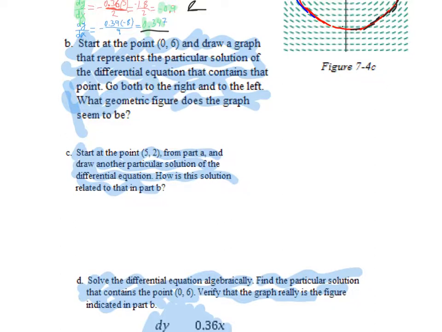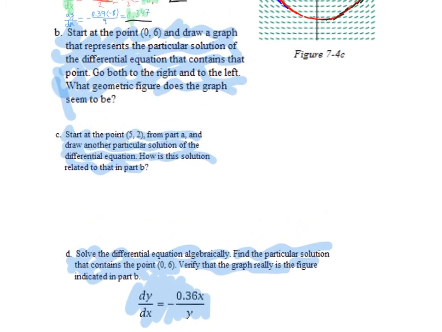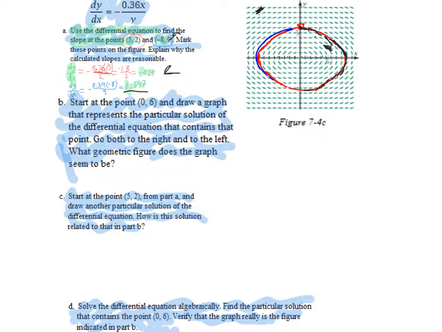Go both to the left and to the right. The geometric figure seems to be an ellipse. Starting at 5.2 from part A, 5.2. So 1, 2, 3, 4, 5. 1, 2. Okay, so we're right here. I do the same thing. Just follow where the lines tell you to go.